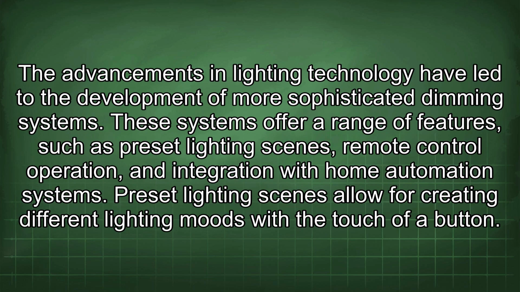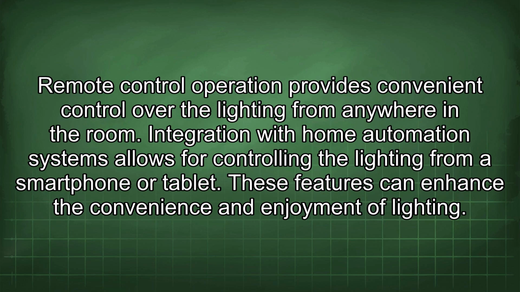The advancements in lighting technology have led to the development of more sophisticated dimming systems. These systems offer a range of features, such as preset lighting scenes, remote control operation, and integration with home automation systems. Preset lighting scenes allow for creating different lighting moods with the touch of a button. Remote control operation provides convenient control over the lighting from anywhere in the room. Integration with home automation systems allows for controlling the lighting from a smartphone or tablet. These features can enhance the convenience and enjoyment of lighting.